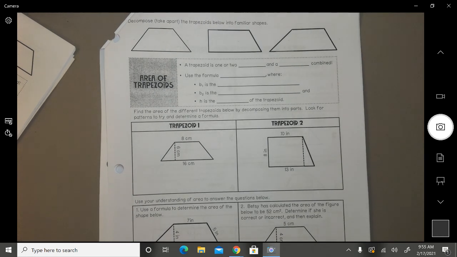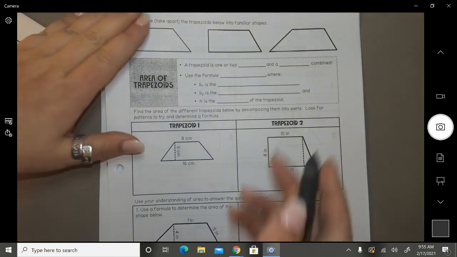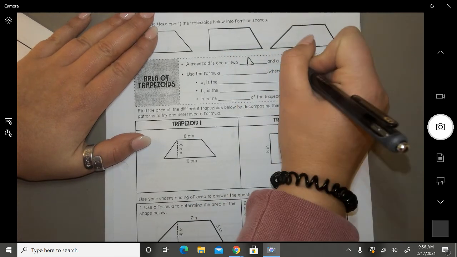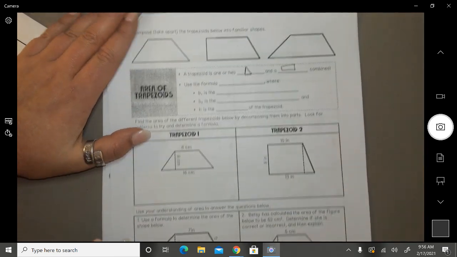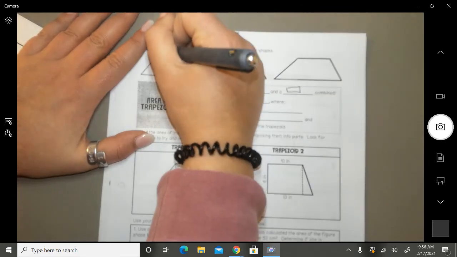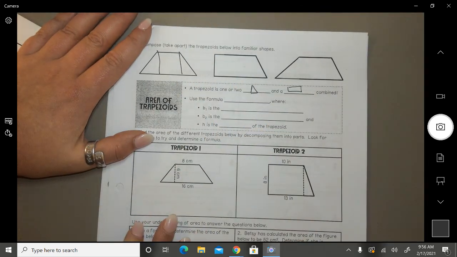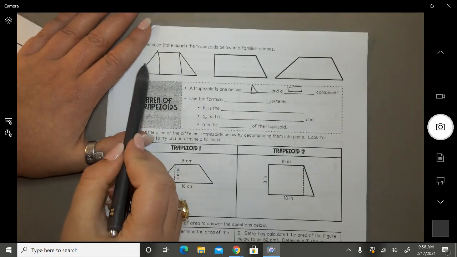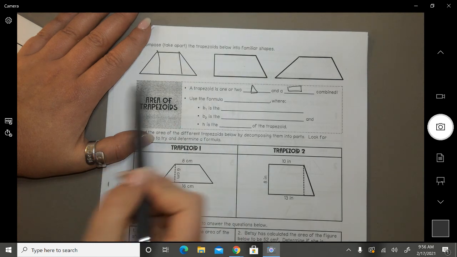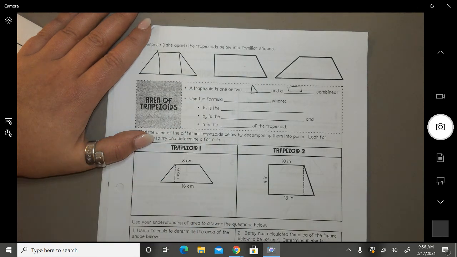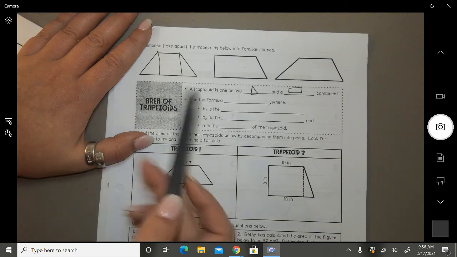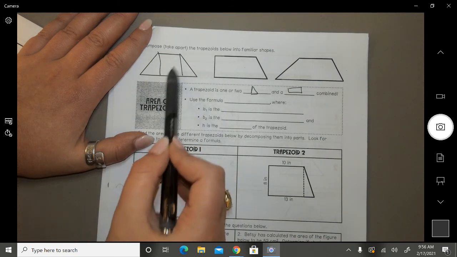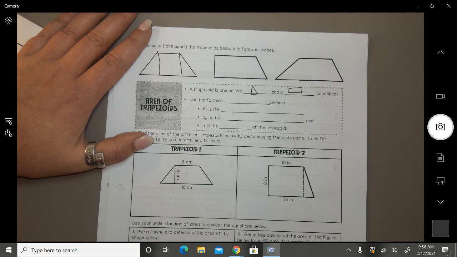So now we're going to look at trapezoids. Trapezoids are just triangles and squares put together, or triangles and rectangles put together. So a trapezoid is one or two triangles and a rectangle. For example, if I split that trapezoid up, a trapezoid has one set of parallel lines right here. It's kind of like a triangle with its head cut off. You've got two triangles and one rectangle, right?